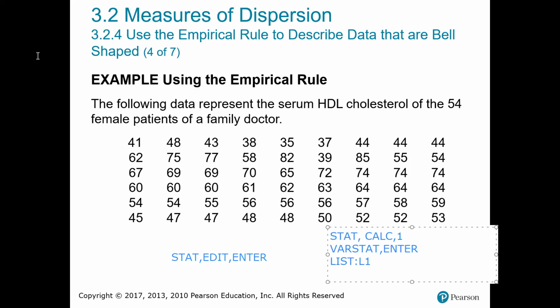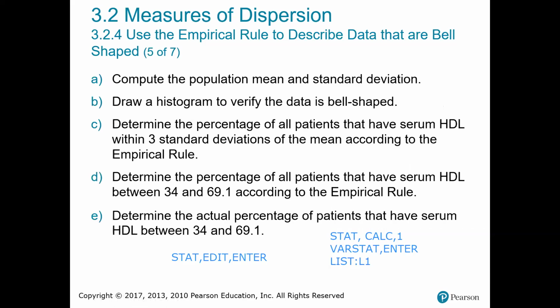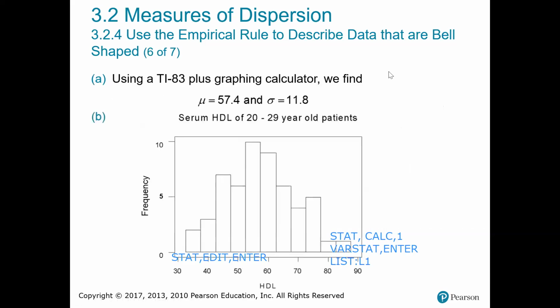Yep, the mean is 57.40 and standard deviation is 11.80. Good job, Veronica and Selena. Okay, so taking us forward. This is what you have. The mean 57.4, the standard deviation as 11.8.